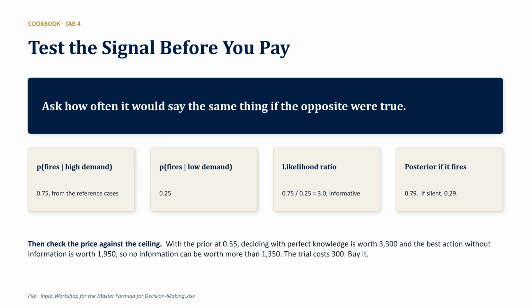Tab 4 tests the value of a signal before you pay for it. Calculate the likelihood of a signal firing under different states to determine its informativeness. Compare the resulting value of information against the cost of the trial. If the trial's value exceeds its cost, proceed with the test.